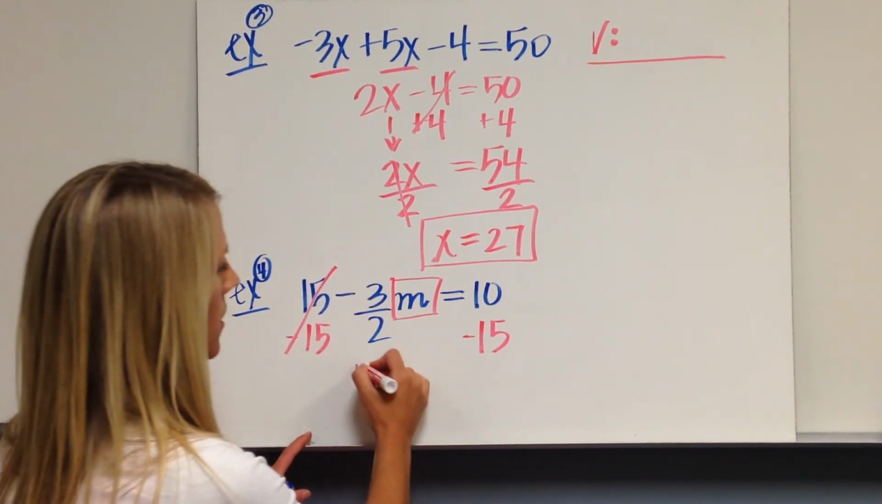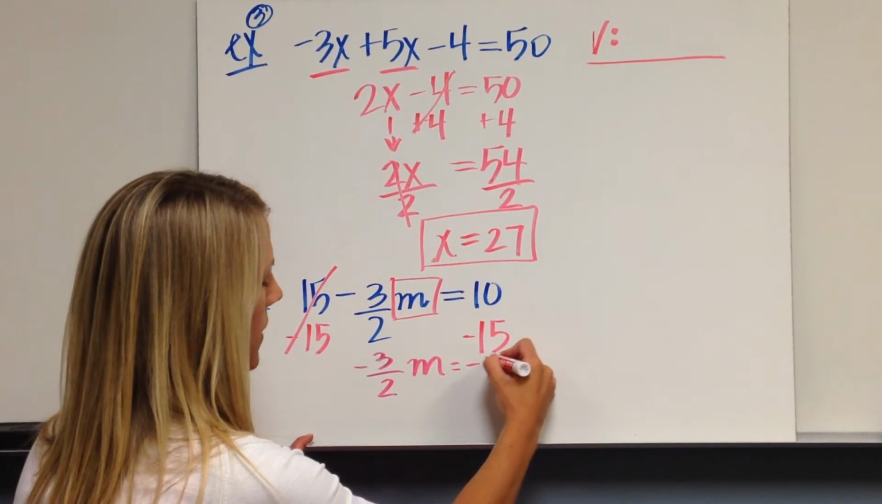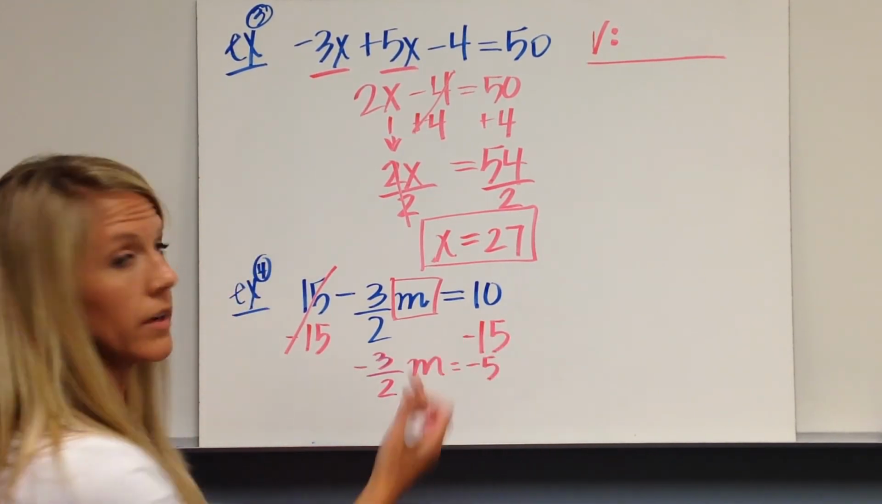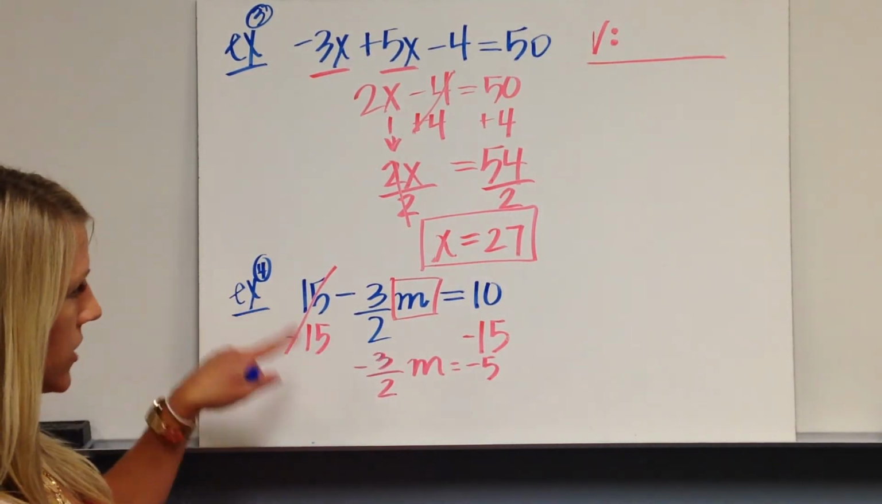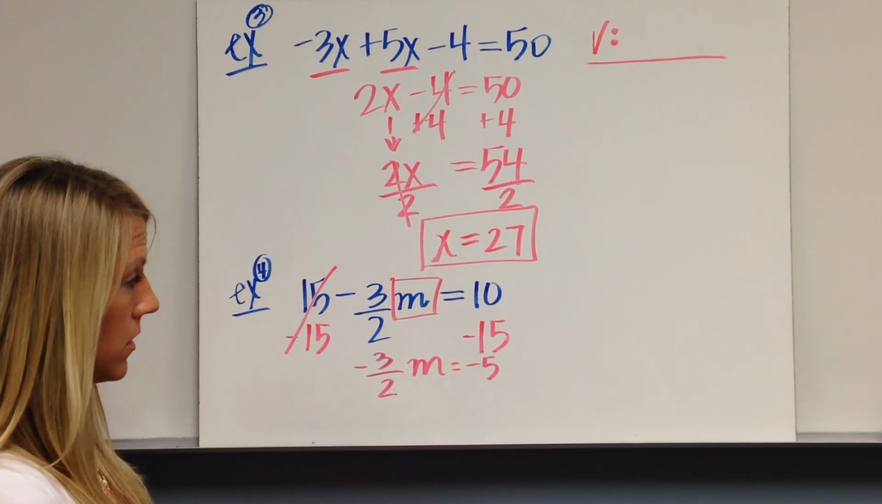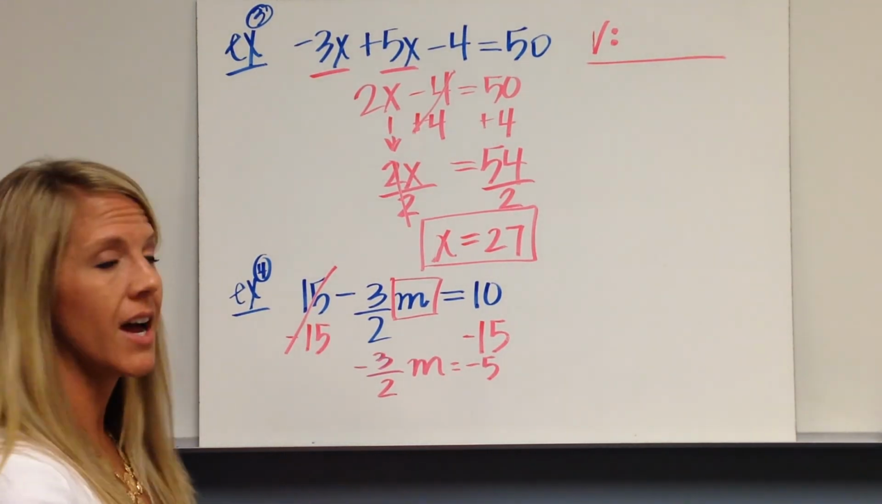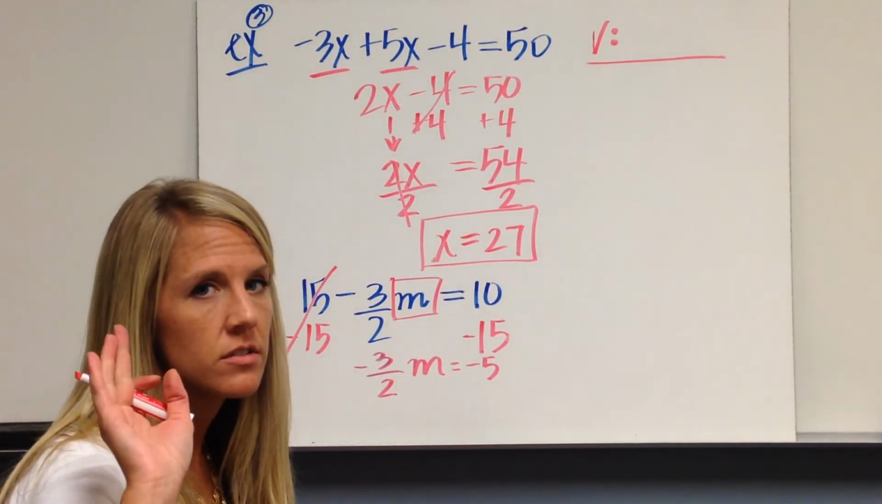What am I left with? Negative 3 halves m equals negative 5. Where did negative 5 come from? 10 minus 15. Okay. So again, this equation equals this equation. So now I have negative 3 halves m equals negative 5, or negative 3 halves times m. Well, how do I get rid of that negative 3 halves? Divide by negative 3 halves.